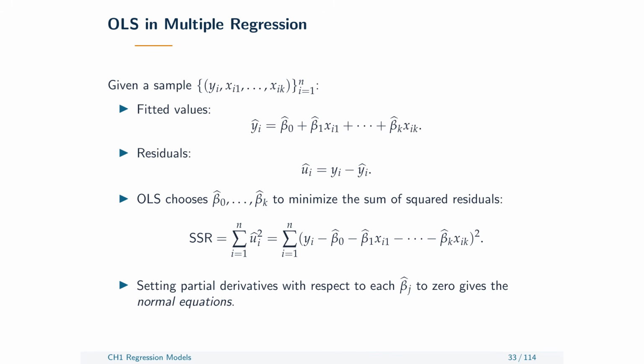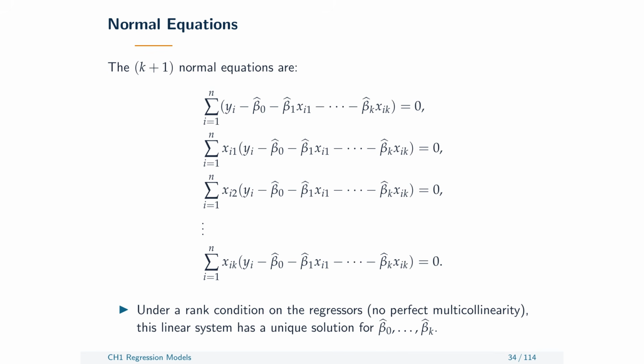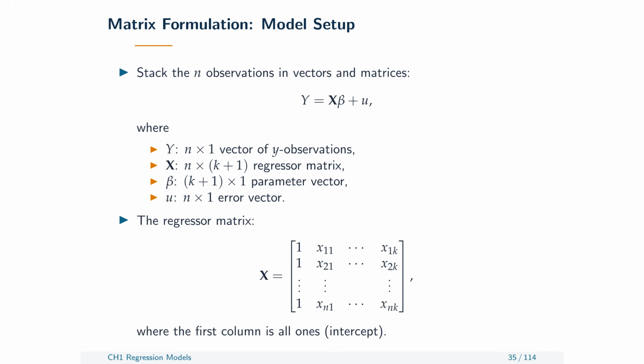OLS extends directly to this setting. For every observation, the fitted value combines the estimated intercept and all estimated slopes. The residual is observed y minus the fitted value. We choose the full coefficient vector to minimize the sum of squared residuals over the sample. The first-order conditions are called the normal equations. They require residuals to sum to 0 when an intercept is present, and require each regressor to be orthogonal to the residuals. There is one equation for each estimated coefficient.